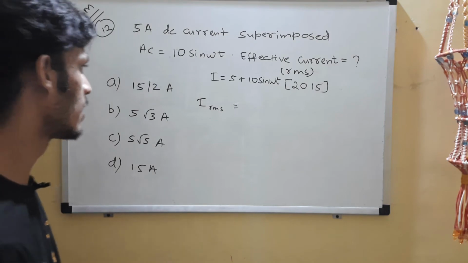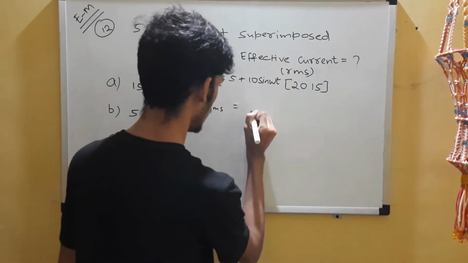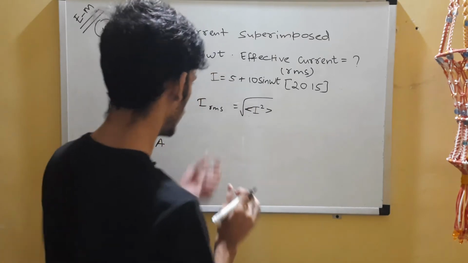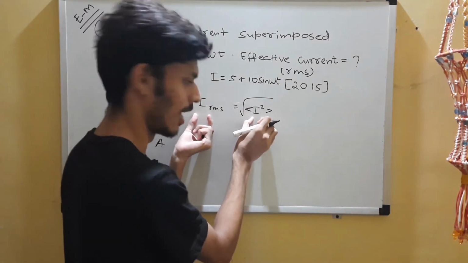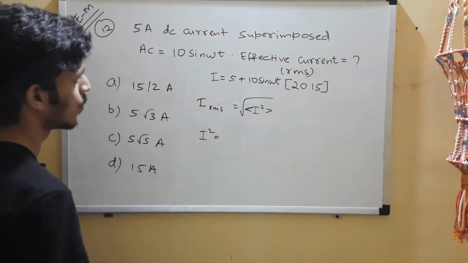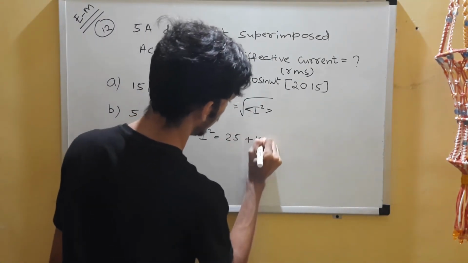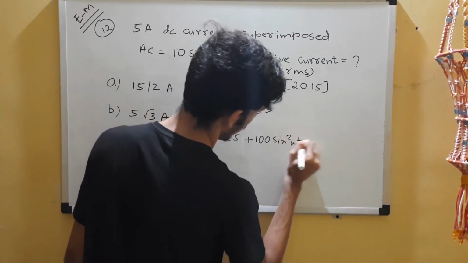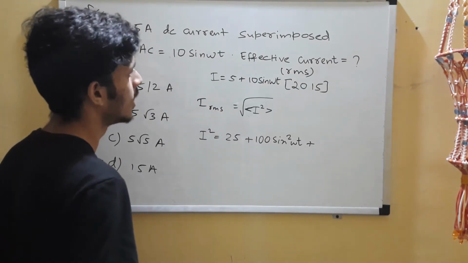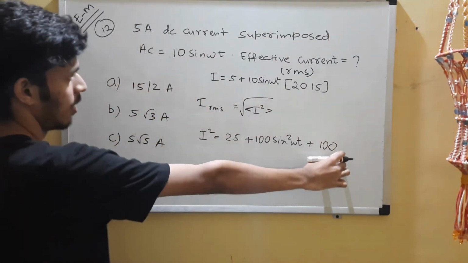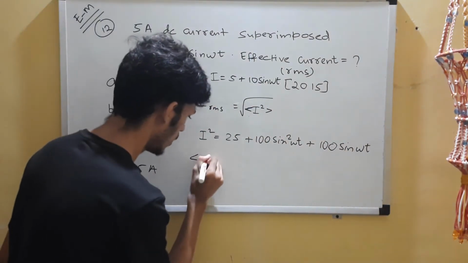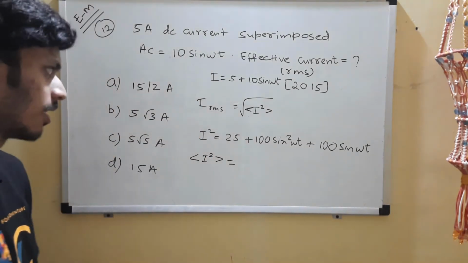So I RMS, we know, will be: square the term, then take the mean, then root. Root, mean, square. That is the idea of RMS. So let's find I square first. You have to square this. So 5 square is 25, I'm directly doing it, plus 100 sin square omega t, plus 2ab, a square plus b square plus 2ab. So 5 times 10 times 2 is 100, 100 sin omega t. Now we are supposed to find the mean of this, and then we'll take the root. That will give us the RMS value.